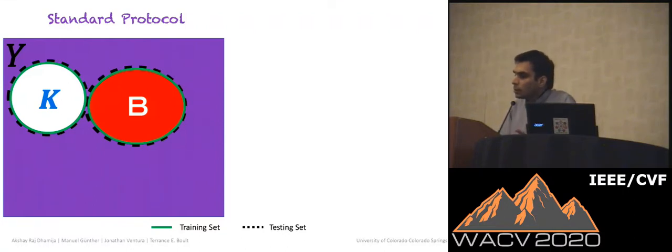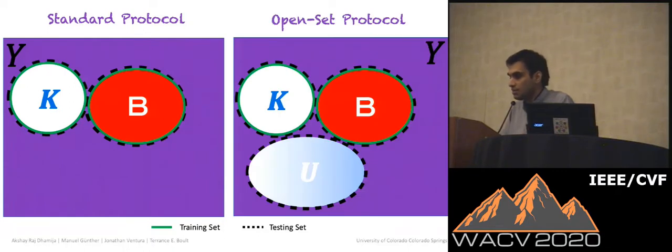Unfortunately, the current object detection protocols only focus on the known classes A and the backgrounds B, both during training and testing, ignoring the unlabeled space. An open-set protocol attempts to explicitly test on not just A and B, but also U, which contains objects that were never seen during training. Please stop by our poster to know more.